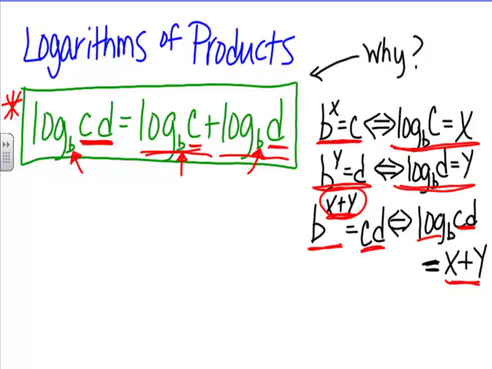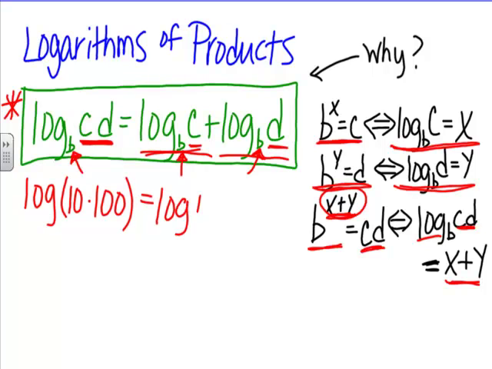Maybe I'll just put this on the board. So say I had something like the log of 10 times 100. Then it is a fact, I'm just doing this to prove this to you, that the log of 10 times 100 has to be the same as the log of 10 plus the log of 100. So the log of 10 times 100 would be the log of 1,000.